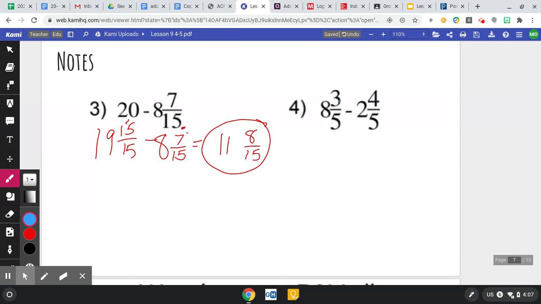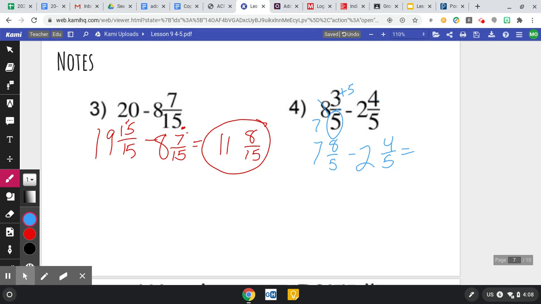I need to change this 8 into a 7. And then because my denominator is a 5, I need to add 5 to that 3. So I really have 7 and 8/5 minus 2 and 4/5.